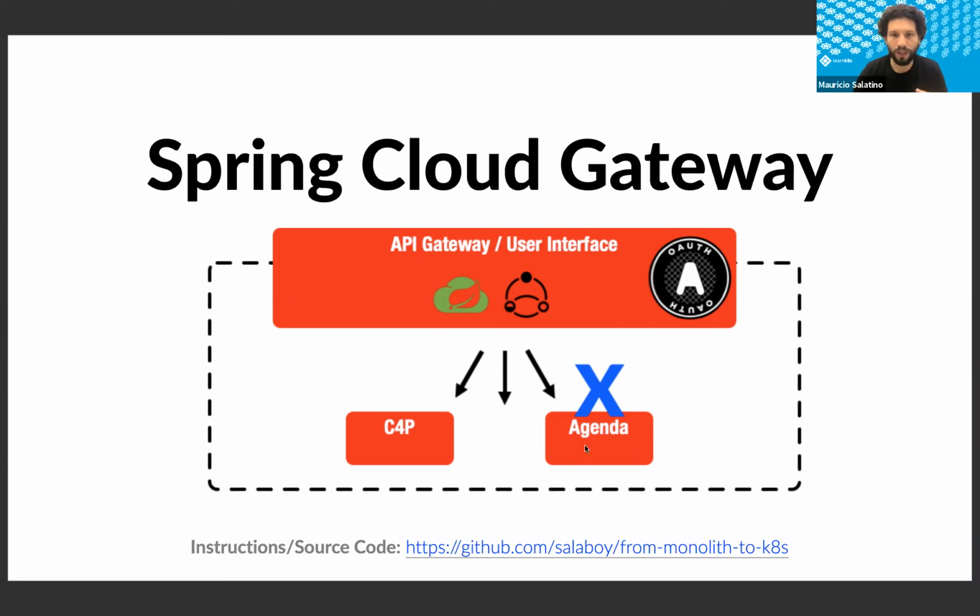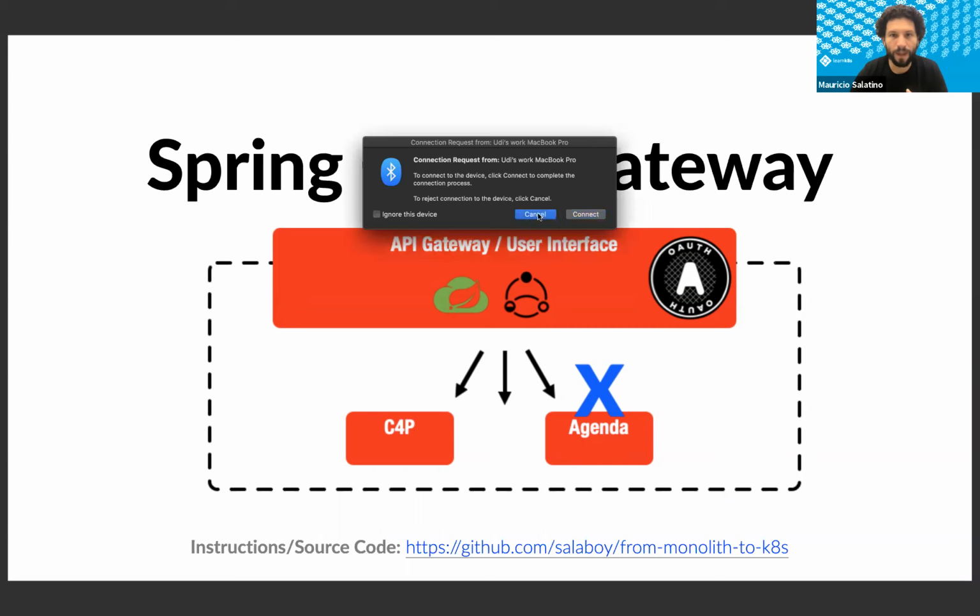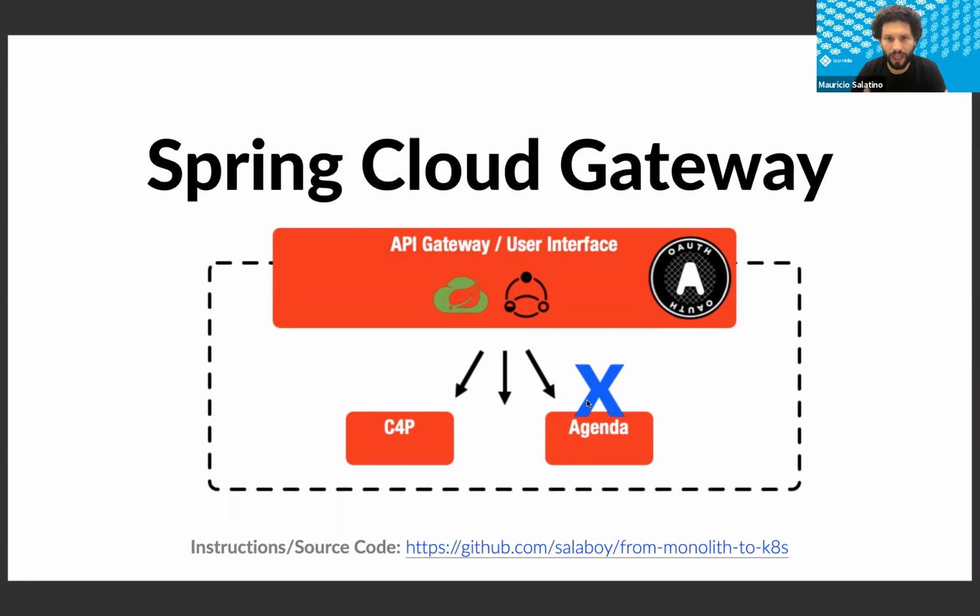Spring Cloud Gateway also integrates with Resilience4j for implementing client-side circuit breakers. In this case, it allows me to create some kind of fallbacks. If a service goes down, I can have some control over what I'm returning to my users.